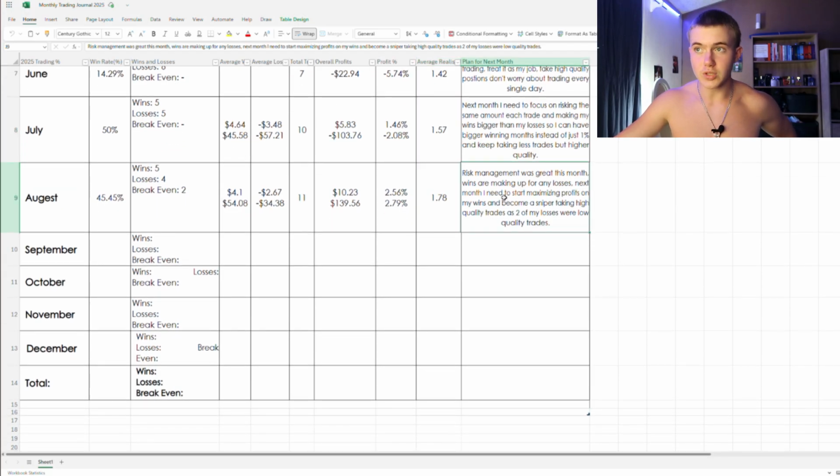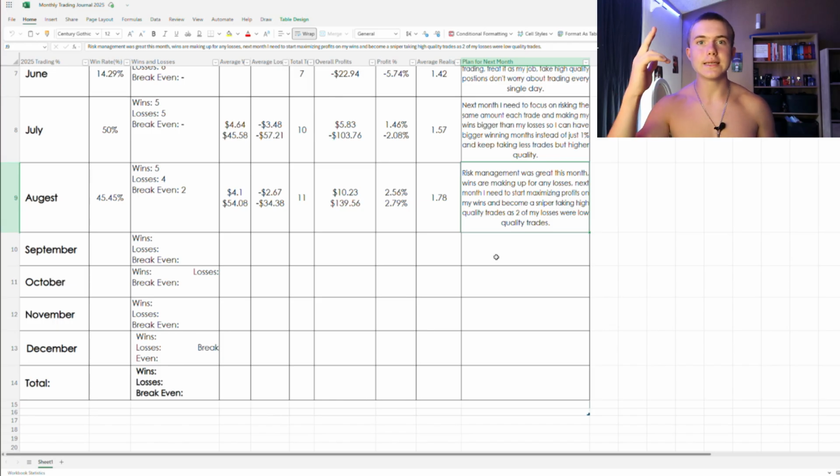And then most important is the plan for next month. So August, we're nearly at the end of September. It is the 21st. So risk management was great this month. Wins are making up for any losses. Next month, I need to start maximizing profits on my wins and become a sniper, taking high quality trades, as 2 of my losses were low quality trades. So yeah, and I can see that by going back in my journals. If I wasn't journaling my trades, I would just be like, oh, my losses are just things that happen to every trader and nothing I can do about it.